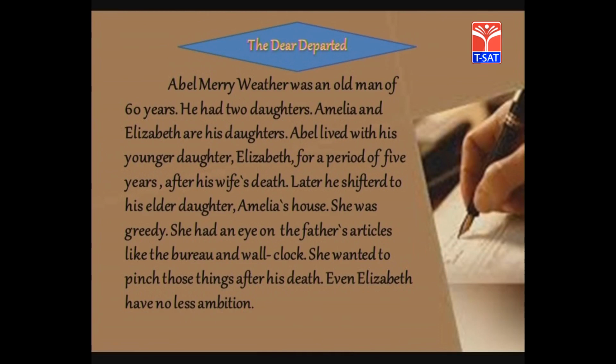Abel Merriweather was an old man of 60 years. He had two daughters, Amelia and Elizabeth. Abel lived with his younger daughter Elizabeth for a period of 5 years after his wife's death. So, here his wife's death, the past incident has been explained clearly.